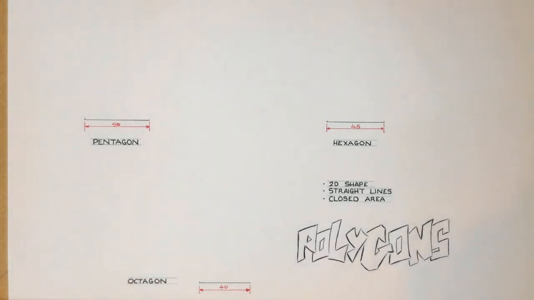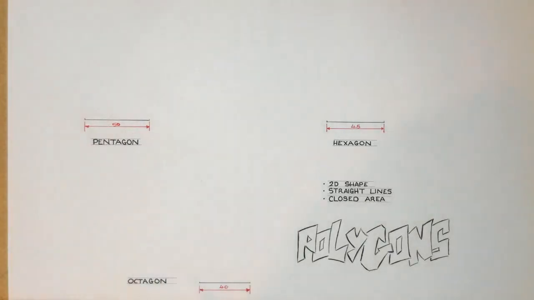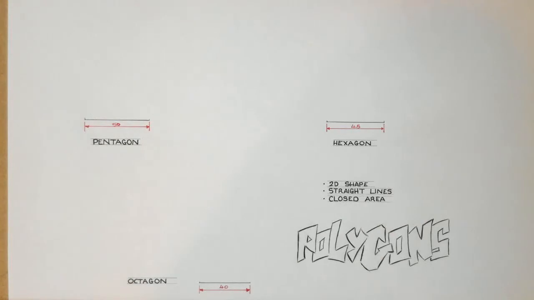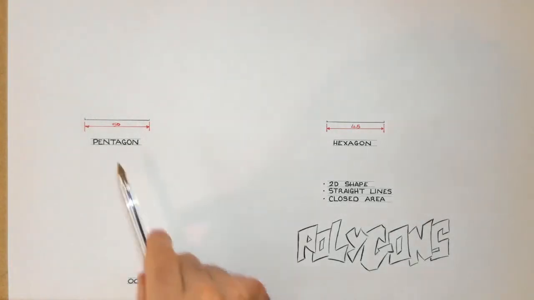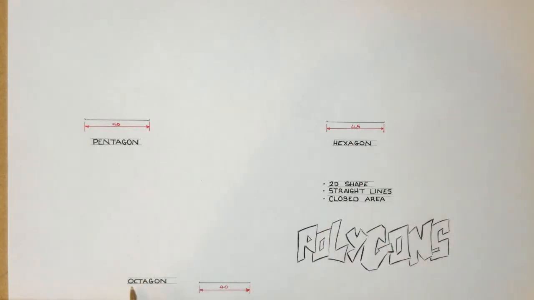Now, what we are also going to be doing is, these are essentially regular polygons. And what that means is that all the sides are going to be the same length and all the angles are going to be the same as well. So for a pentagon they're all going to be 50, for the hexagon they're all going to be 45, and for the octagon you can see here they're all going to be 40 millimeters long.